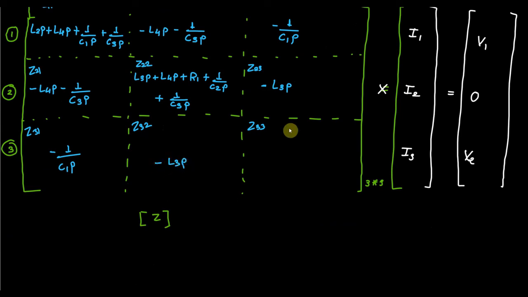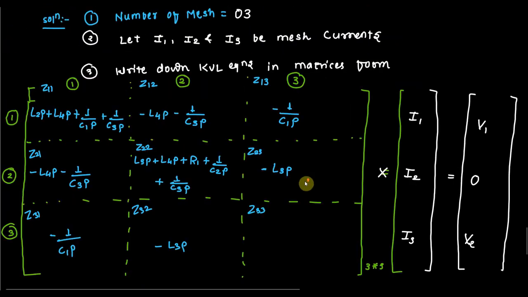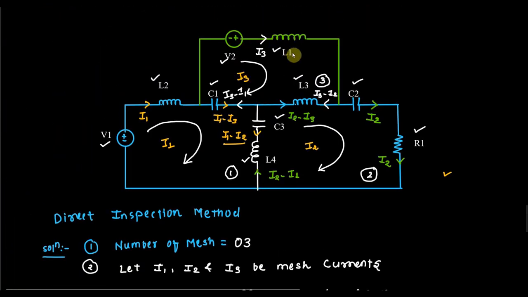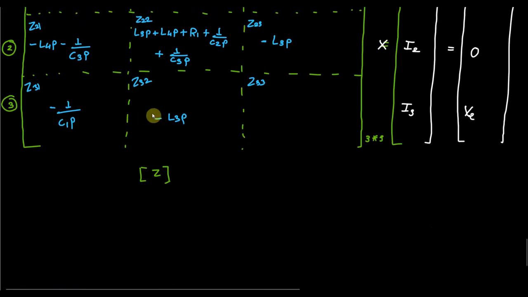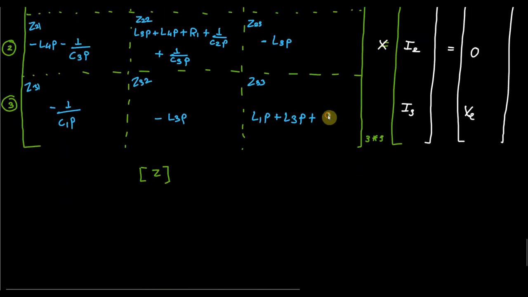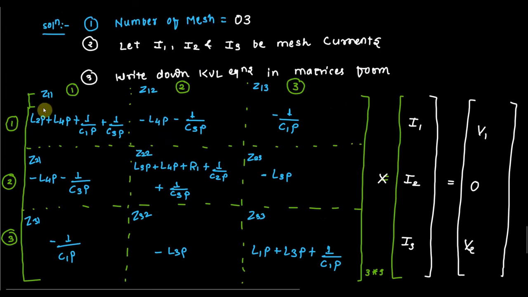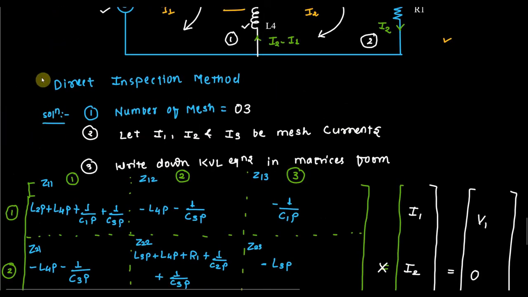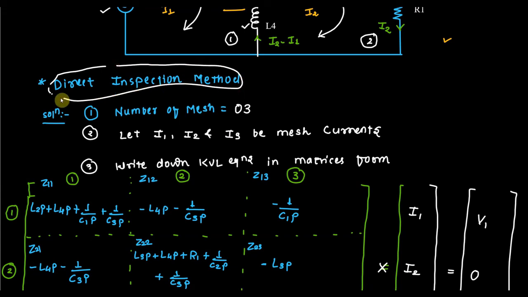So it is minus L3P, and last Z33. That is the sum of all the elements present in third mesh. So it is L1, L3, C1. So it is L1P plus L3P plus, what is the value of the capacitor? It is C1. So it is 1 upon C1P. So you can see that we have written this matrix directly without writing the mesh equations. So this is method number 2, and this method is actually called the direct inspection method to write the mesh analysis.